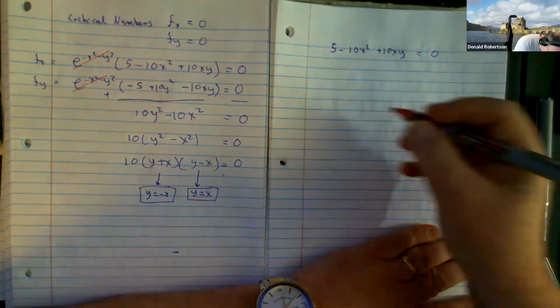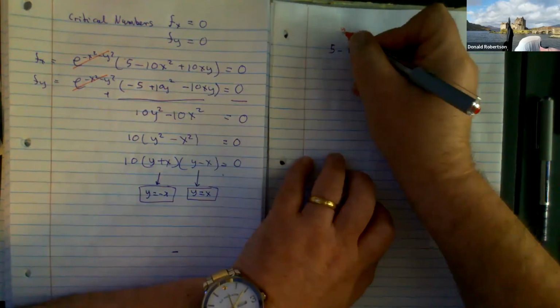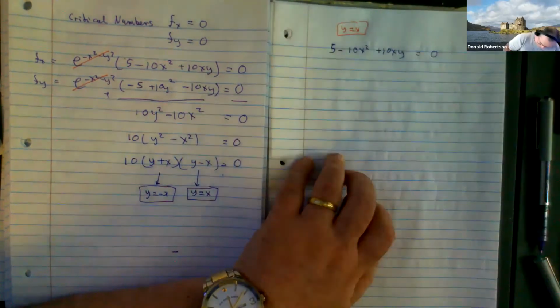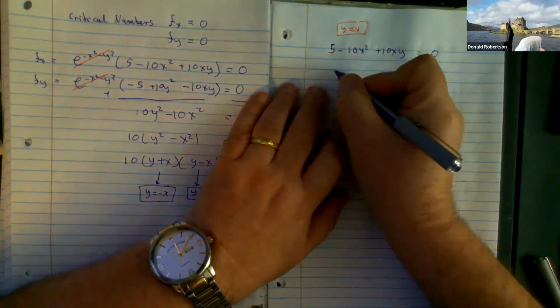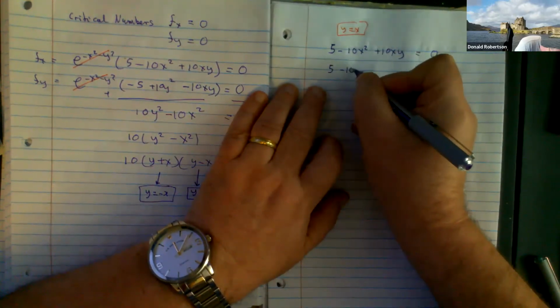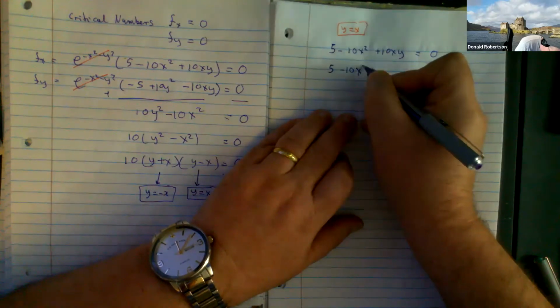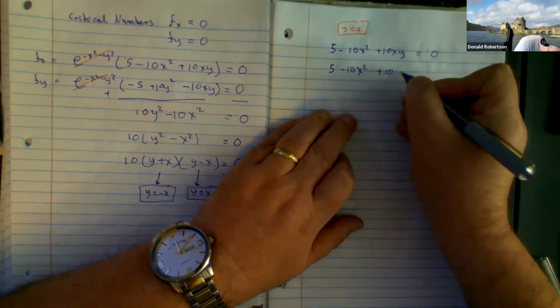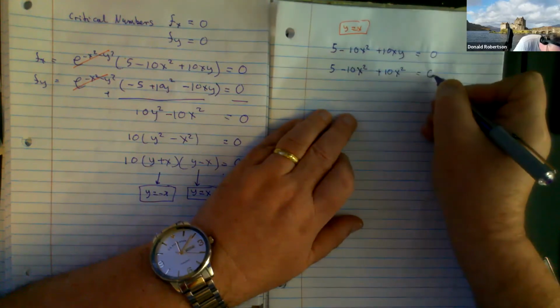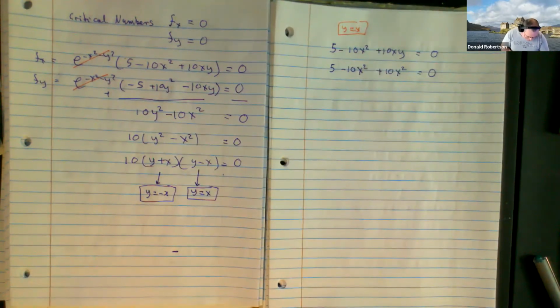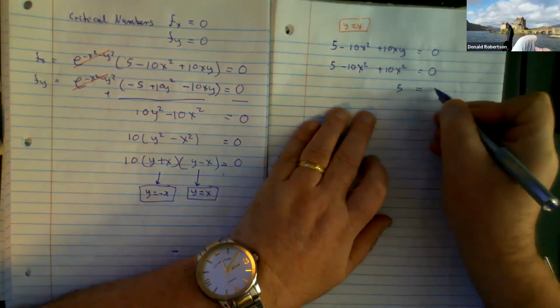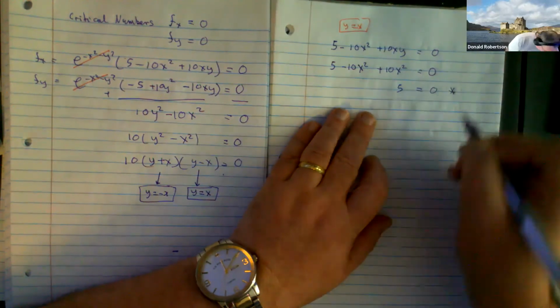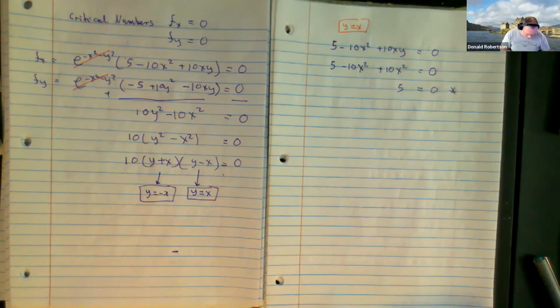Only I'm going to do y equals x. Well, if y is equal to x, then this becomes 5, take away 10x squared plus 10x squared equals 0. Interesting. Which gives me 5 equals 0, which is impossible. Agreed?